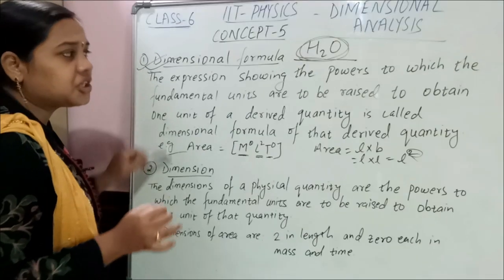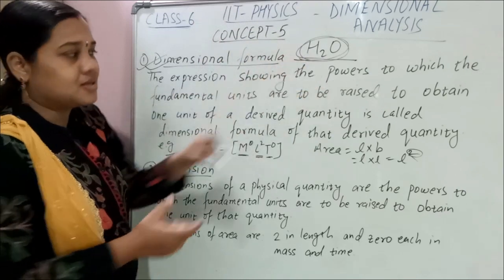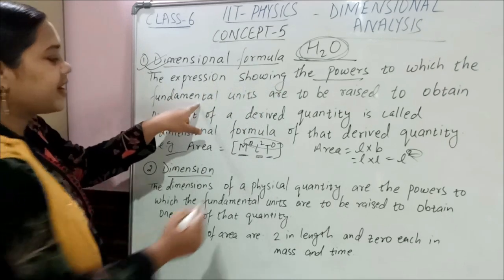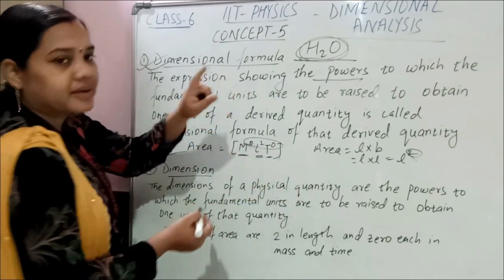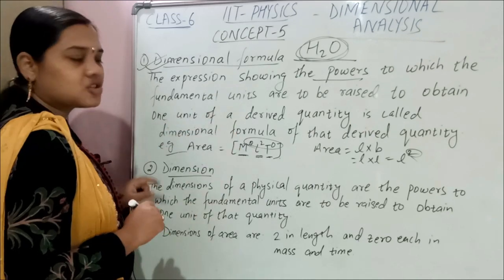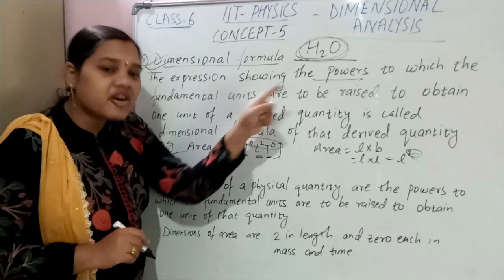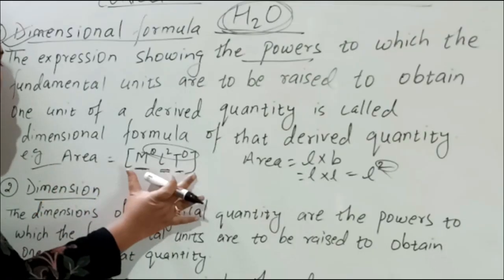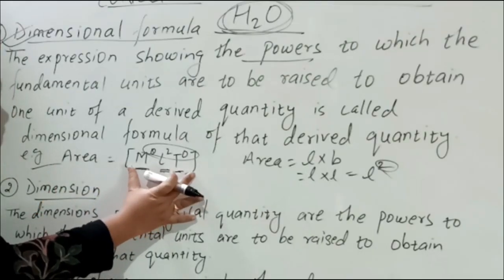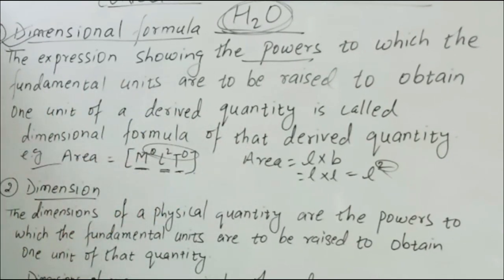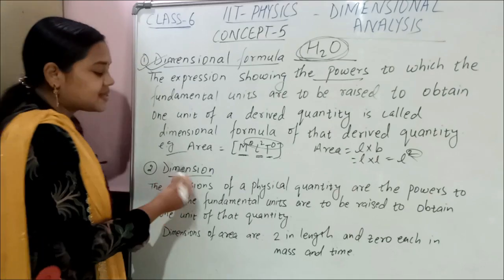So what is a dimensional formula? It is an expression showing the powers to which the fundamental units are to be raised to obtain a unit of a derived quantity. This is called the dimensional formula of the derived quantity. What is the derived quantity here? Area. Its dimensional formula is M0 L2 T0, because mass is 0, time is 0, and length is raised to 2. Got it?